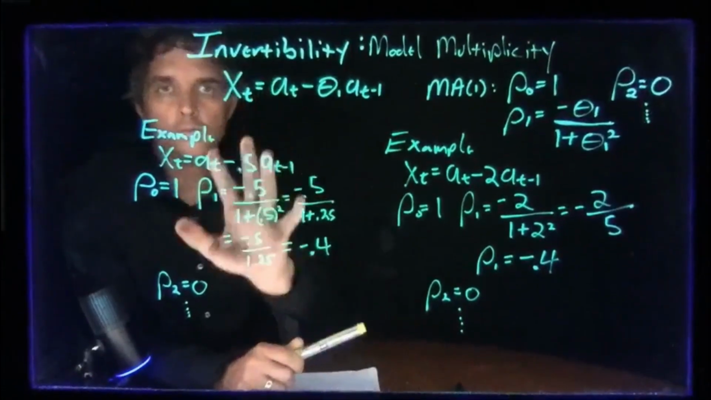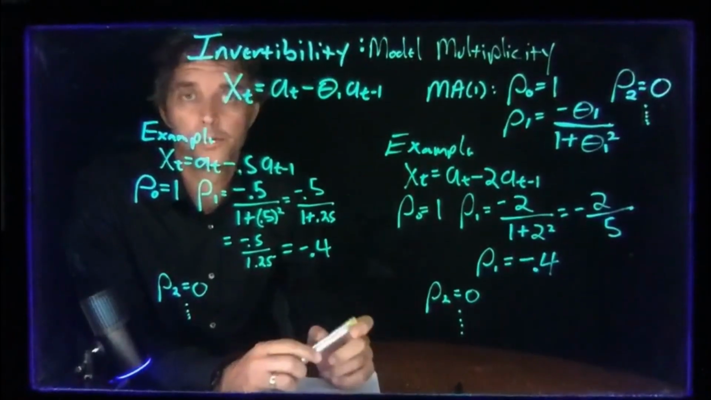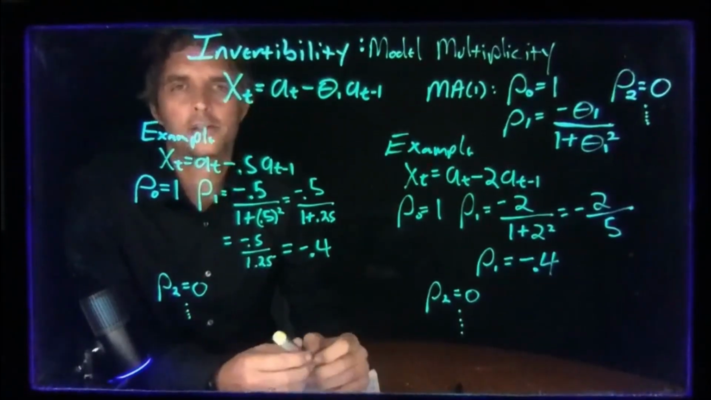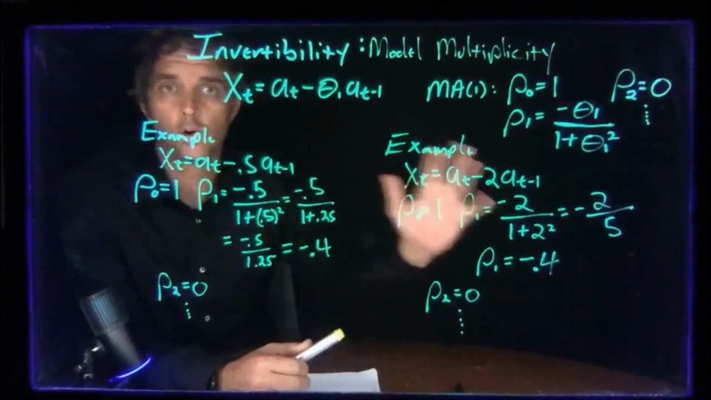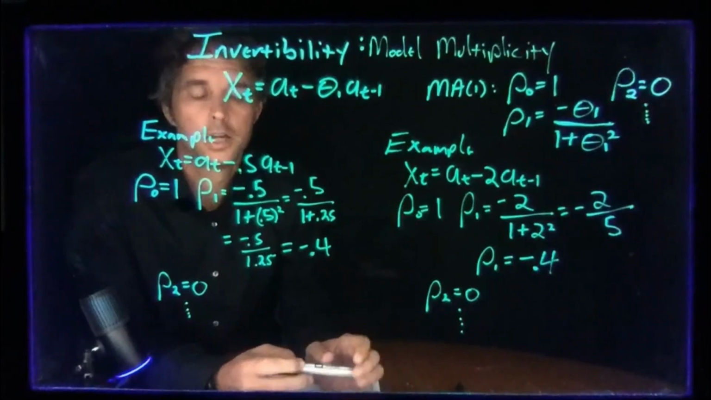So we've got two models here that have the exact same correlation structure, and that is what we mean by model multiplicity, and that is not a good quality to have. It's not a desirable quality to have. When we've got a time series model, if we have two unique correlation structures, we'd like for those to be associated with two unique models.